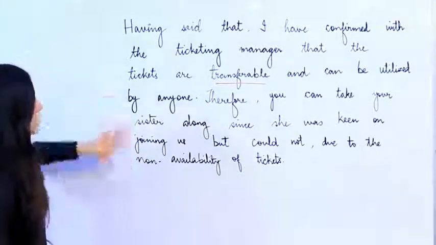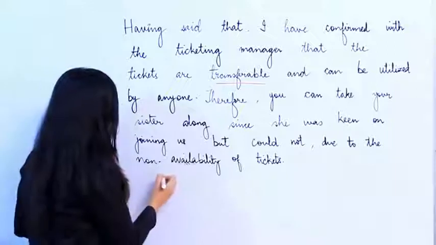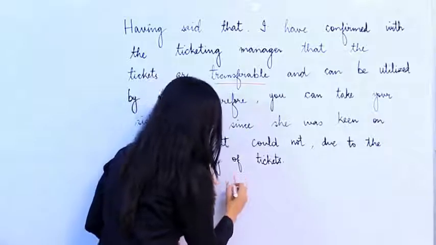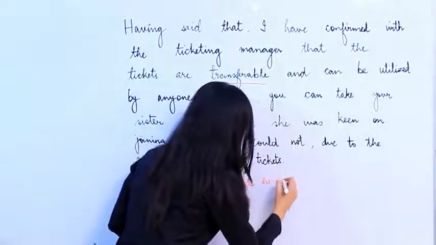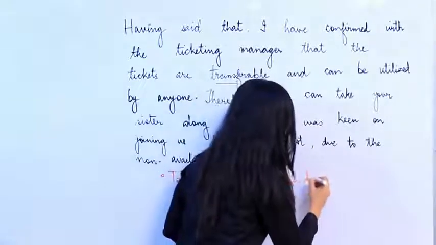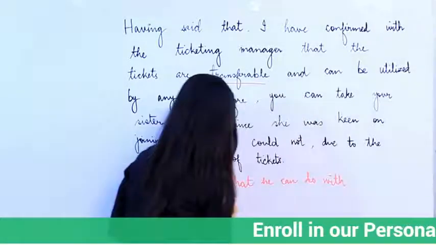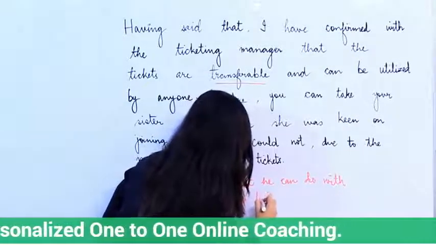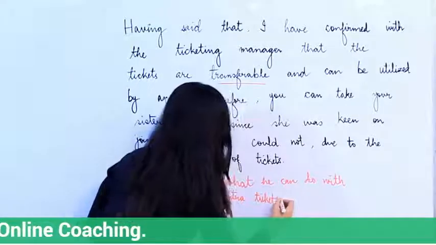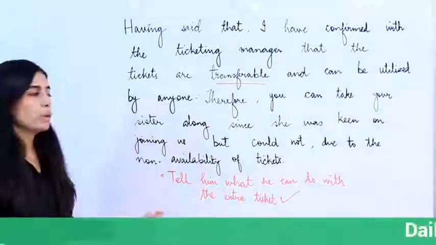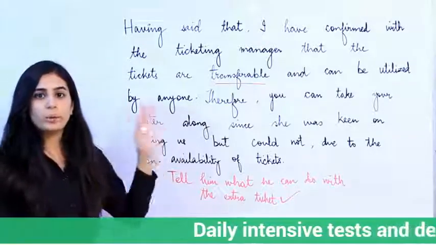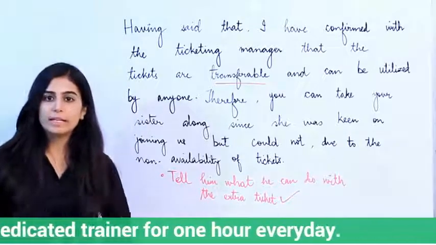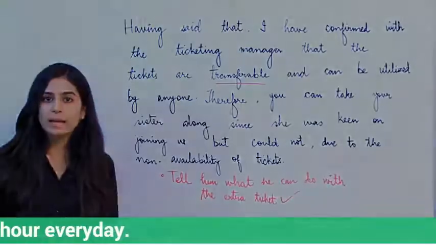So right, we have catered to the final bullet point, which was to tell him what he can do with the extra ticket. So we are done with all the 3 bullet points. The first one, second one, and finally the third one, and also we have mentioned the reason of writing the letter. Let's move on and end the letter.